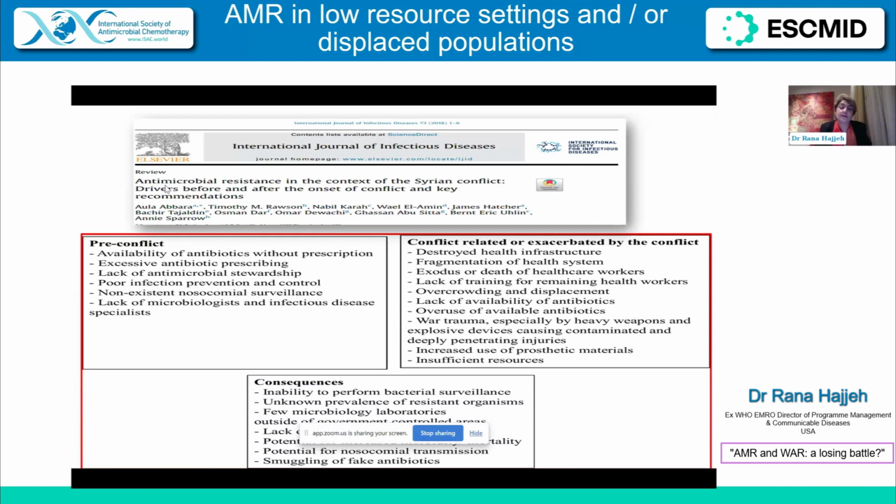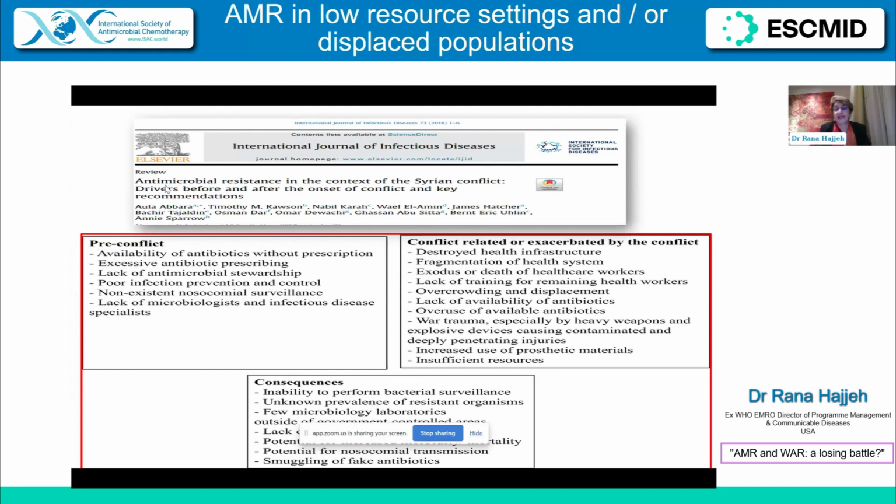And as I mentioned, during the conflict, many of these factors are exacerbated or added to, including, in particular, the destruction and death of healthcare workers. We are losing a significant number of our healthcare workers in the region, whether they are physicians, nurses, or lab professionals. Many of them either pass away, unfortunately, during the wars, or they leave the country to protect themselves and their family. And of course, the overcrowding and displacement make the spread of these organisms in the communities also very accelerated.